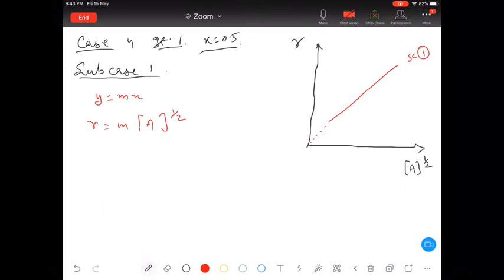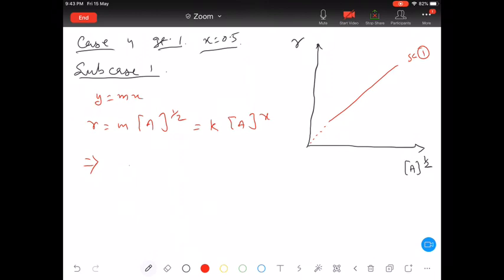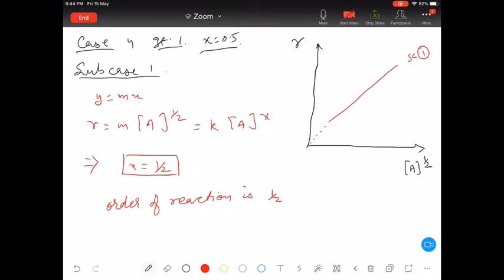Any confusion, any doubt? Now according to rate law, r must be equal to k a to the power x, yes or no? This implies that if I obtain this kind of straight line, then x will be equal to 1 by 2. Is that correct or not? Which means I can easily say the order of reaction is 1 by 2, or simply 0.5. That case we have taken. Yes, it is proving to be correct.